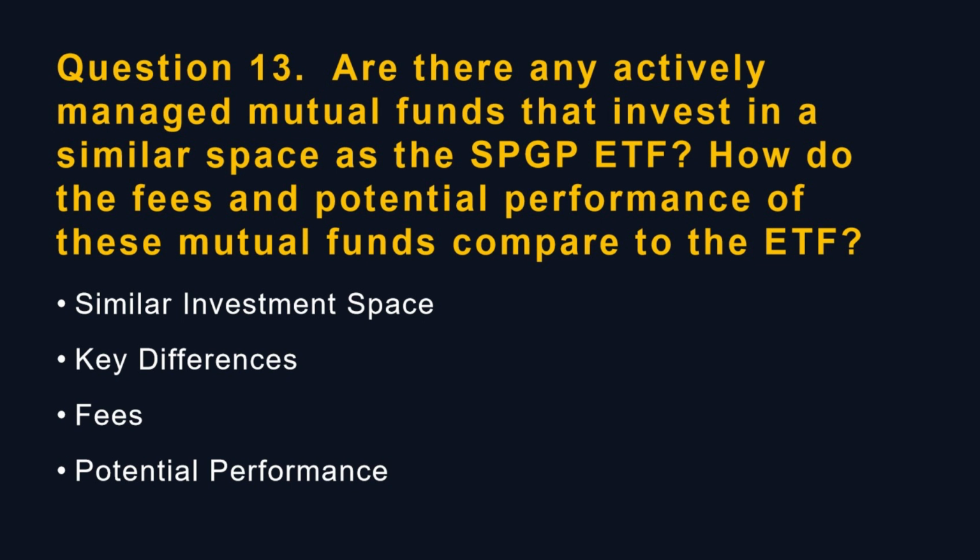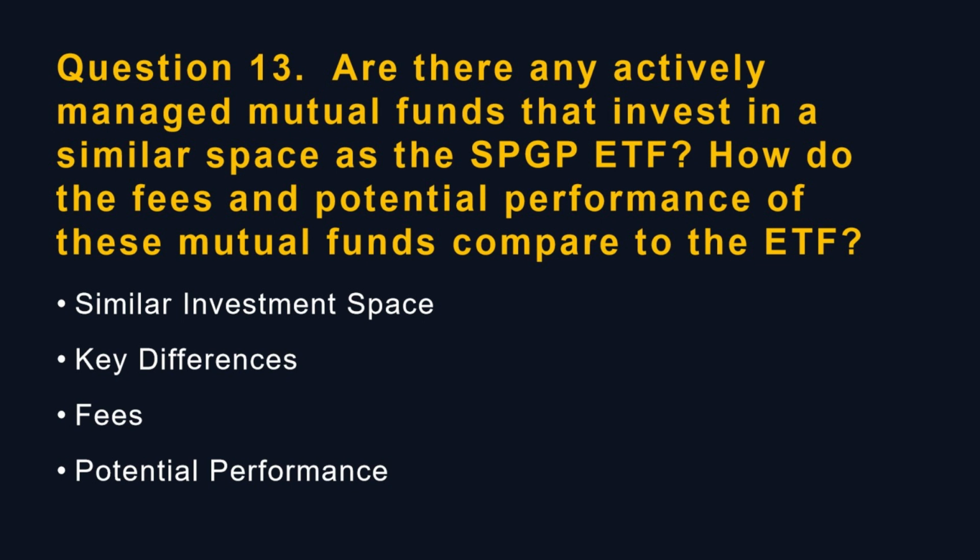Management style. Actively managed mutual funds have portfolio managers who actively research and select investments based on their judgment of the market and individual companies. SPGP, on the other hand, is passively managed and tracks a predefined index. Fees. Actively managed mutual funds. These funds typically have higher expense ratios compared to ETFs like SPGP. Expense ratios for actively managed funds can range from 1% to 2% or more, while SPGP has an expense ratio of 0.34%. The higher fees cover the salaries of portfolio managers and research teams. ETFs generally have lower expense ratios than actively managed funds due to their passive management structure.